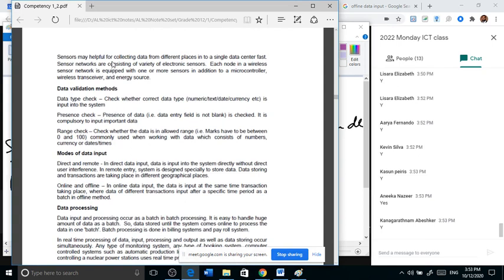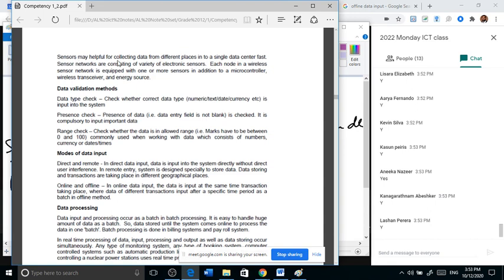Sensors may help for collecting data from different places to a single data center fast. අන්න මම කිව්වා data loggers නේද? කොහෙන් හරි sensor එකකින් data collect කරගෙන මේ collect කරපු data එවනවා තවත් තැනකට මොන හරි data center එකකට. data center එකේ තමයි මේක store කරලා තියාගෙන ඉන්නේ.